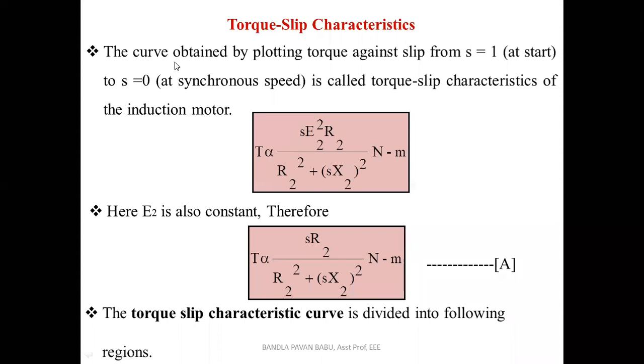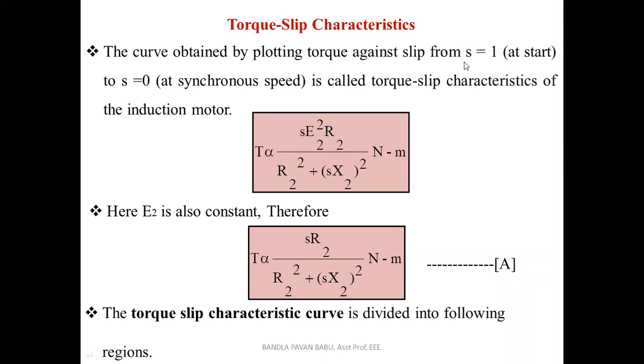The curve obtained by plotting torque against slip from s equal to 1, that is at start, to s equal to 0, which is the synchronous speed, is called the torque slip characteristics of the induction motor. So what does it mean? If you want to know the performance of the induction motor with respect to torque and slip, these are the extremities, the stages of the performance, from s equal to 1 to s equal to 0.